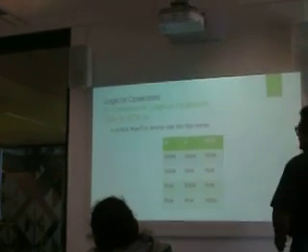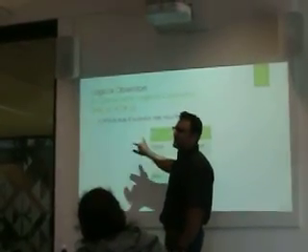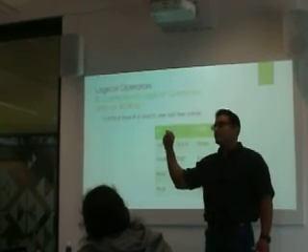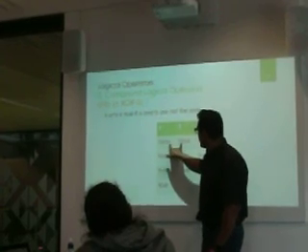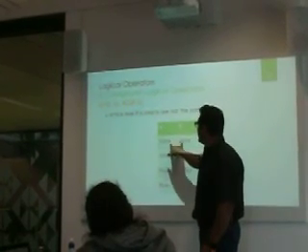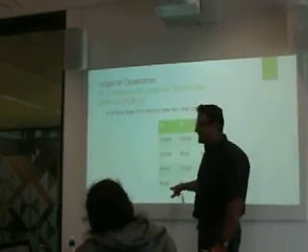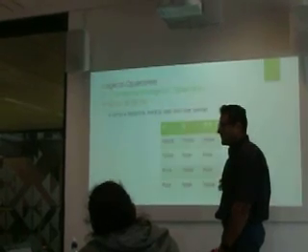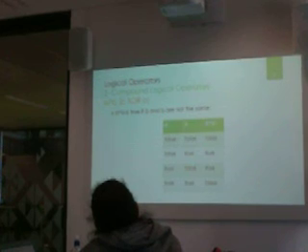Then we have XOR. XOR is true when A and B are not the same. One of them must be false, the other one must be true. Then XOR is true, otherwise it's false. So when the values of A and B are the same, no matter whether false or true, the result of A XOR B is false. Otherwise, it's true.